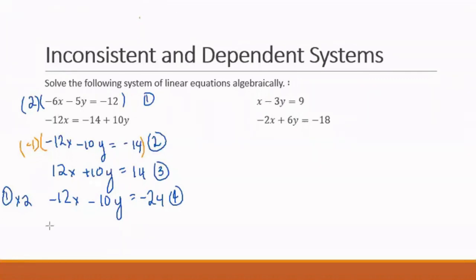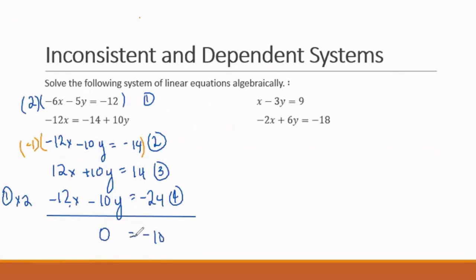So what happens when I add these two equations? If you were focusing on either x or y and getting them to have the same coefficients but opposite sign, we would have ended up in the same place. 12x minus 12x is 0. 10y minus 10y is 0, so the entire left-hand side is 0. I've eliminated the x's and the y's. And what do I have on the right-hand side? I have 0 is equal to negative 10.